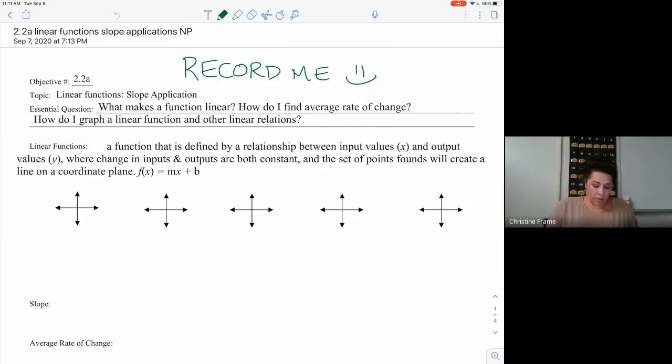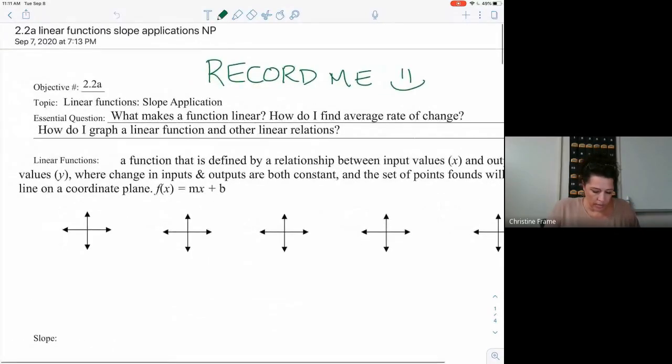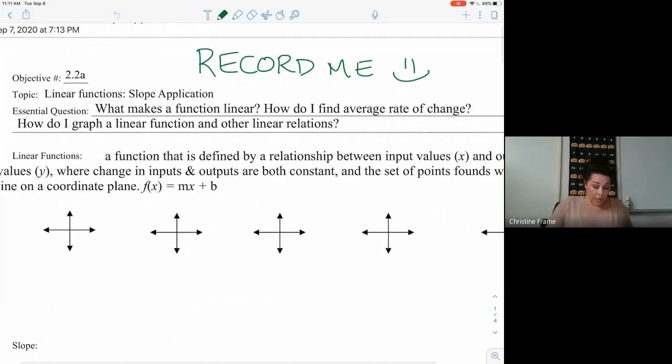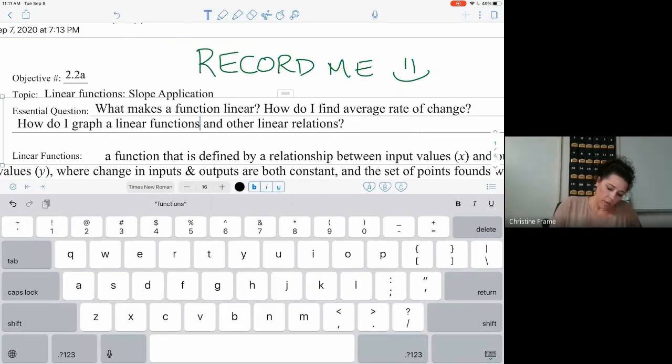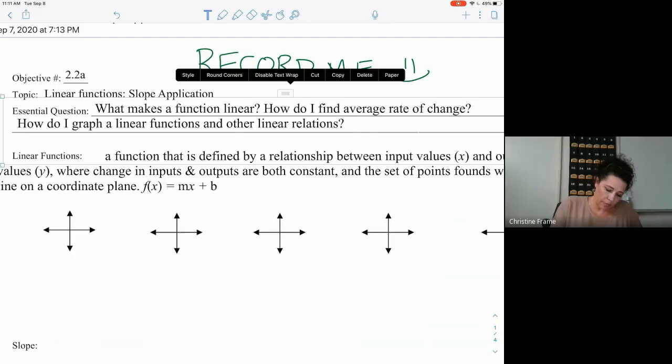And again, for those of you that were trying to keep up with my narration, our essential questions are: what makes a function linear? How do I find the average rate of change? And how do I graph linear functions and other linear relations? I had to make myself a little note to remember to press record.